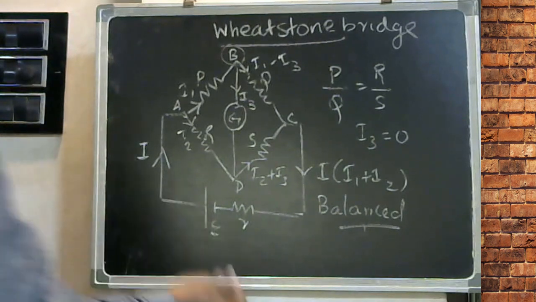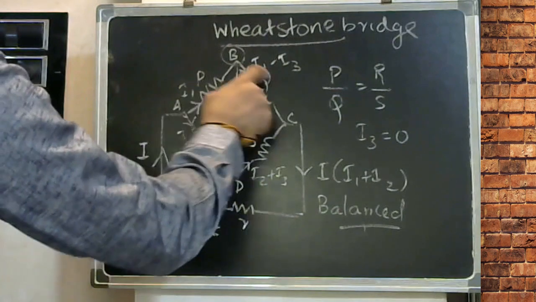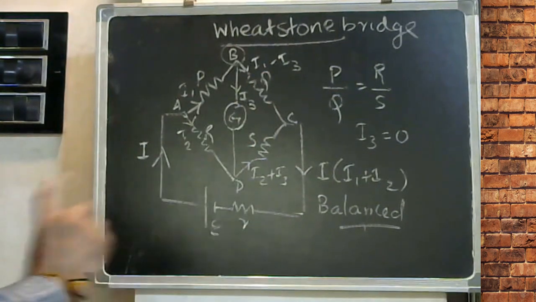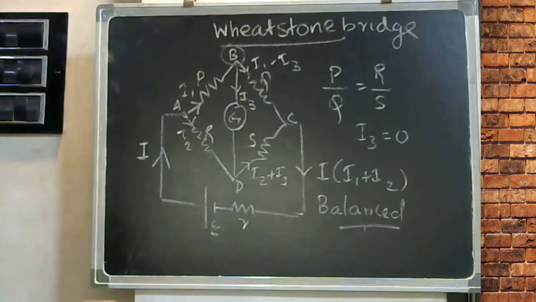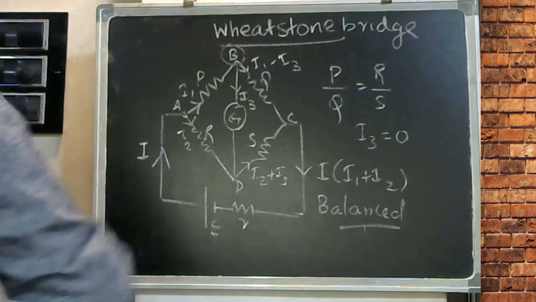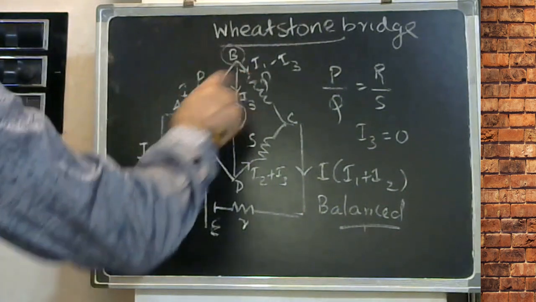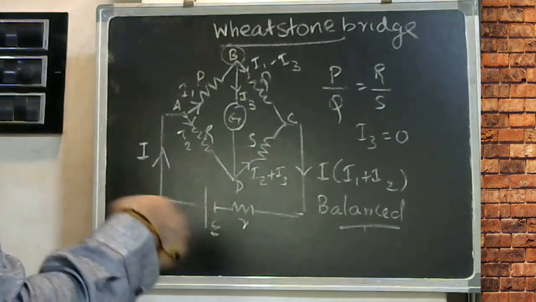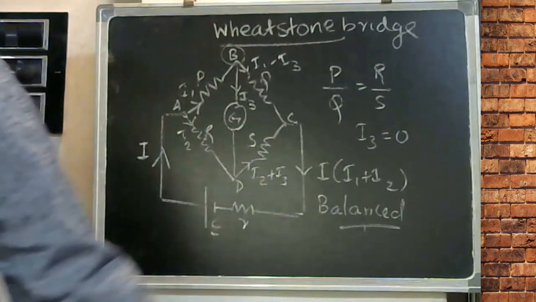If P by Q is R by S, my life is very easy. Remove the center part because there's no current there. Then these 2 resistors are in series, and the two branches are in parallel. You can find the equivalent resistance, and the current is V by R. So there's no problem at all. But if P by Q is not equal to R by S, then an I3 comes into the picture. Then we have to use Kirchhoff's law to find the currents I1, I2, I3. So your question gets complicated and you have to solve 3 equations when P by Q is not equal to R by S.